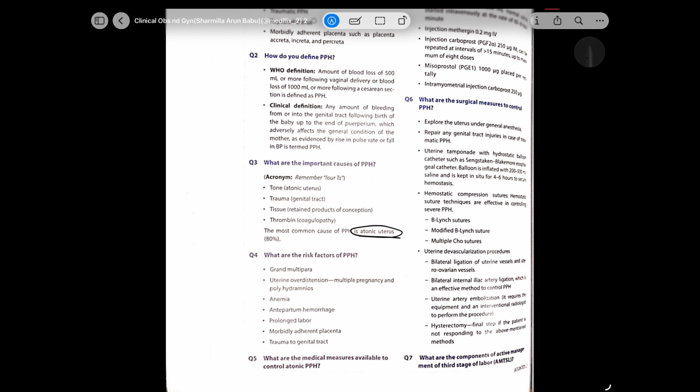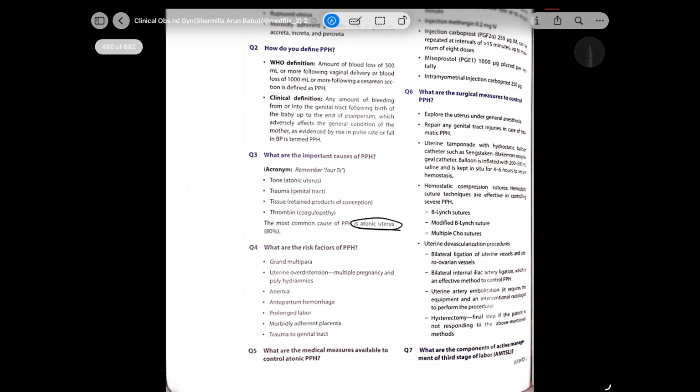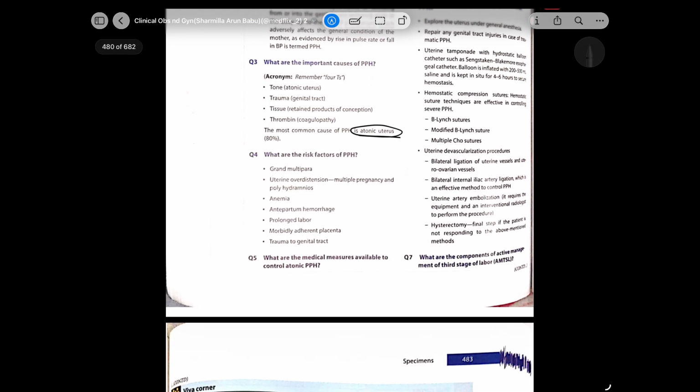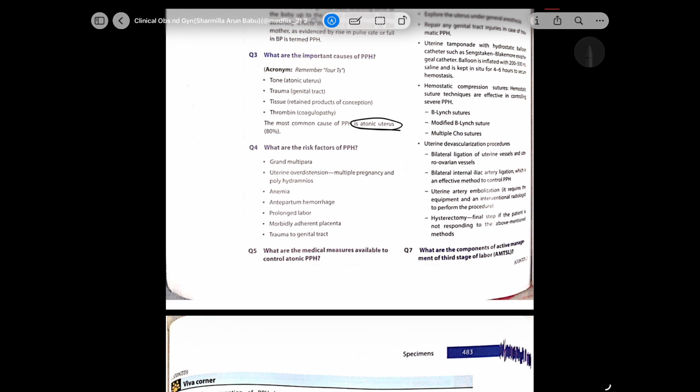Hemostatic compression sutures. Hemostatic suture techniques are effective in controlling severe PPH. These suture techniques are B-Lynch sutures, modified B-Lynch sutures, and multiple Cho sutures. Then you can do uterine devascularization procedures like bilateral ligation of uterine vessels and utero-ovarian vessels. Bilateral internal iliac artery ligation, which is an effective method to control PPH. Uterine artery embolization requires the equipment and an interventional radiologist to perform this procedure. Hysterectomy is the final step if the patient is not responding to any of the above mentioned methods.